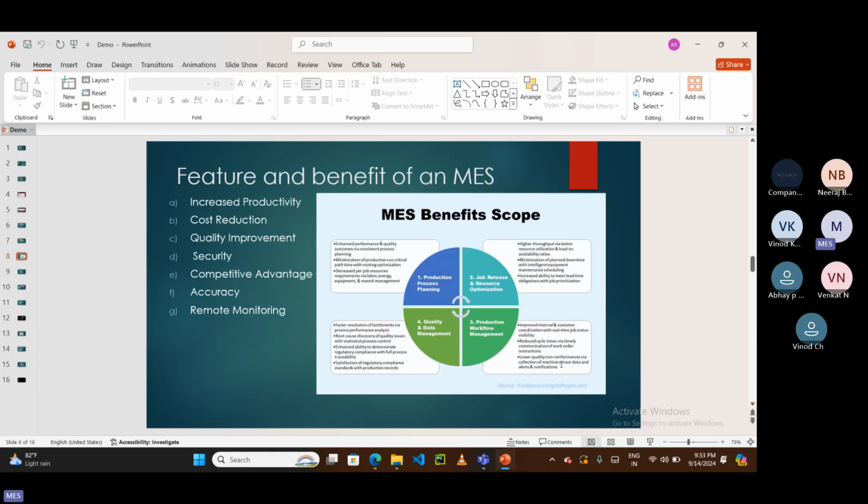So these are the features and benefits of the MES application: increased productivity, cost reduction, quality improvement, security, competitive advantage, accuracy, and remote monitoring. All these things we will understand in more detail. And if you have any questions during our training session, they will also be clarified during the training session itself. And if I am unable to clarify your questions at that time, then we will discuss them in the upcoming sessions.